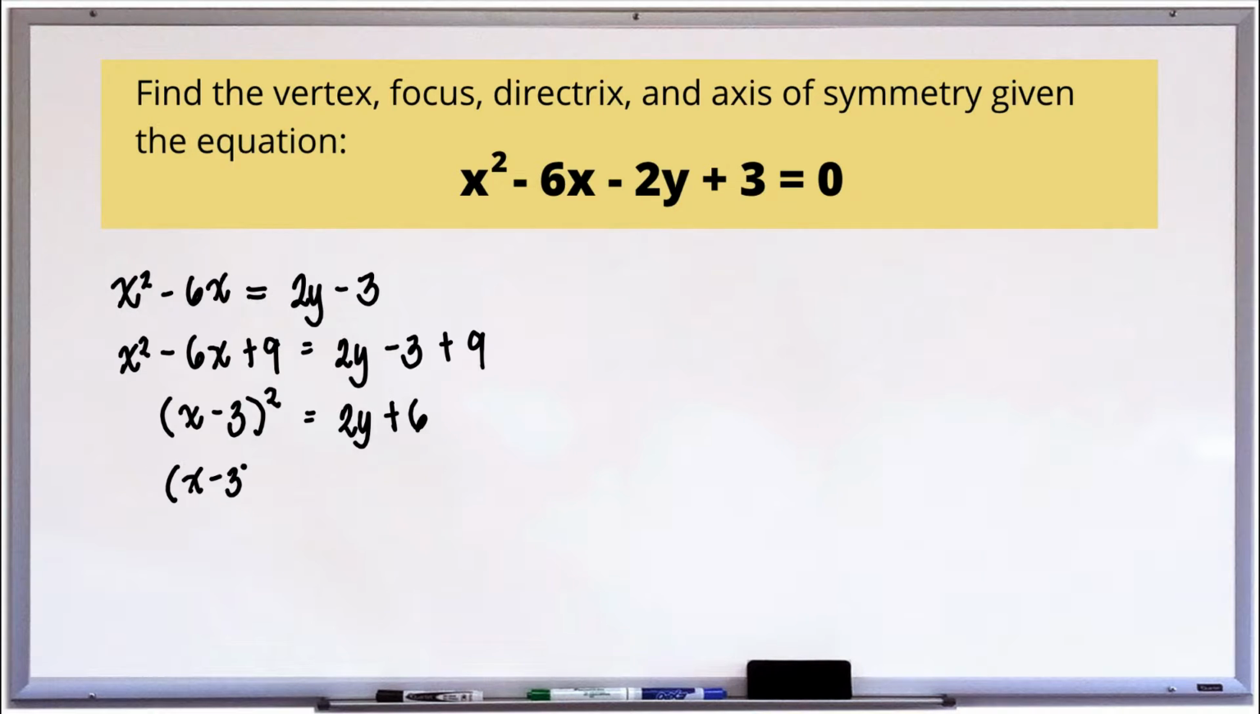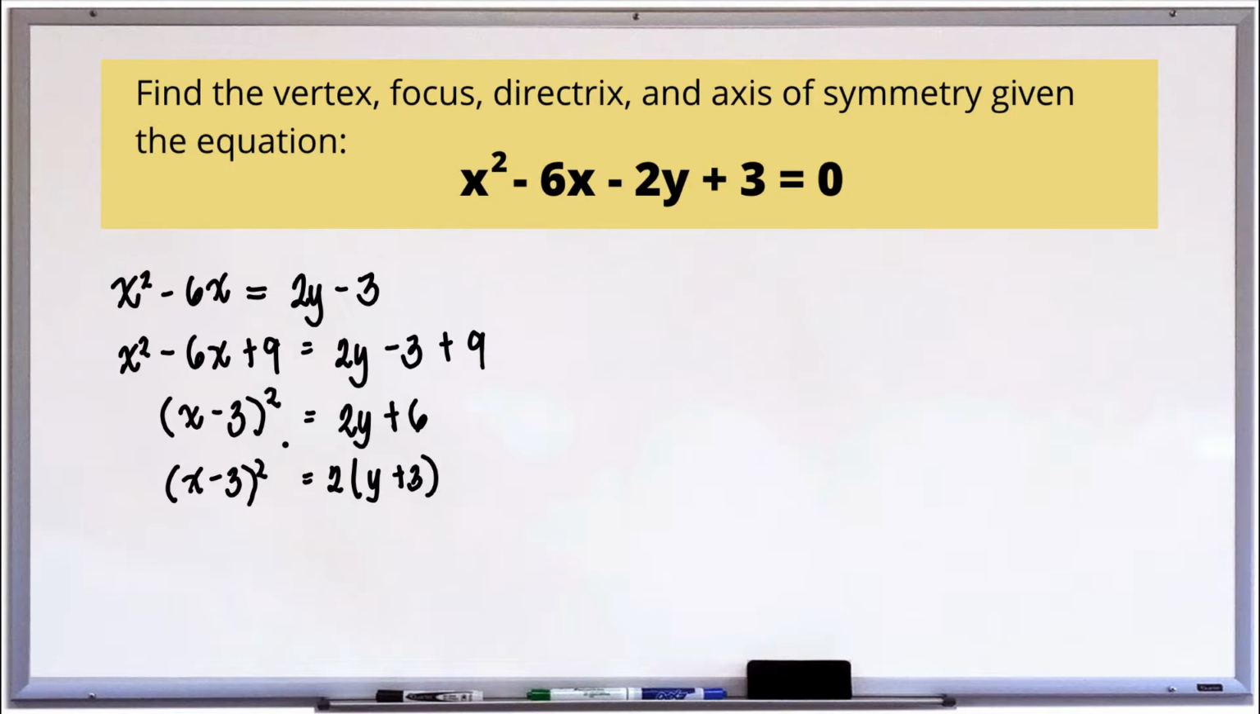Factor out 2, we will have 2 times y plus 3. This is now our standard form of equation. Now that our equation is expressed in standard form, identifying the vertex would be easy. But first, let us identify where this parabola opens.